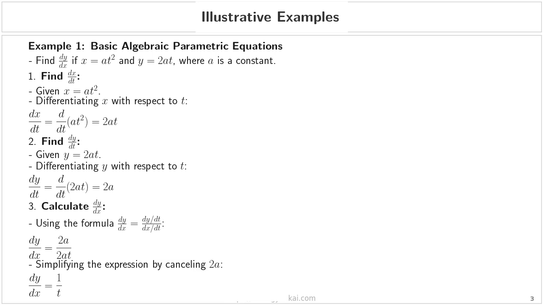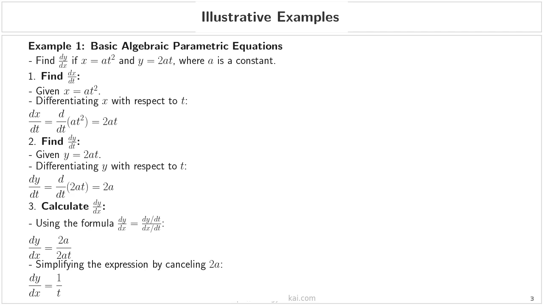To reach the most concise form, we simplify the expression by canceling the common term, 2a, from both the numerator and the denominator. This leaves us with a final result of 1 over t. So, the derivative of y with respect to x is 1 over t. This result is expressed in terms of the parameter t, which avoids the need to eliminate the parameter algebraically.